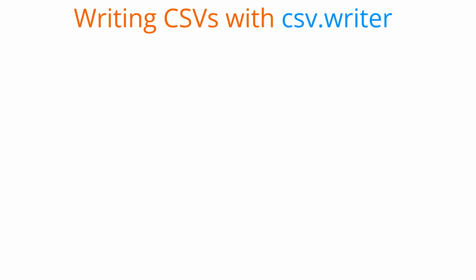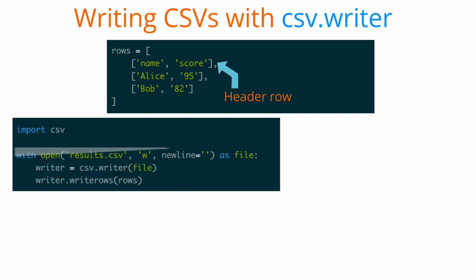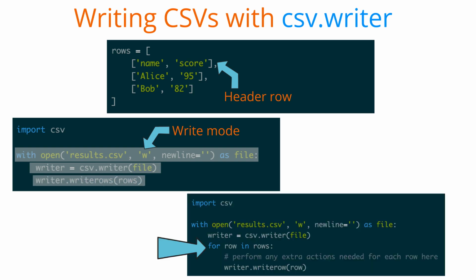Fortunately, Python makes writing CSVs just as easy as reading them. Here we define our data as a list of lists. The first sublist is our header, and the rest are the data rows. Next, we open a file in write mode, which is what the w is for. Then we create a writer and pass the file to it. And lastly, we call writerows by passing our rows to it. If you need a bit more control over what happens with each row, you could loop through each row to write them individually by calling writer.writerow on each row like we've done here.